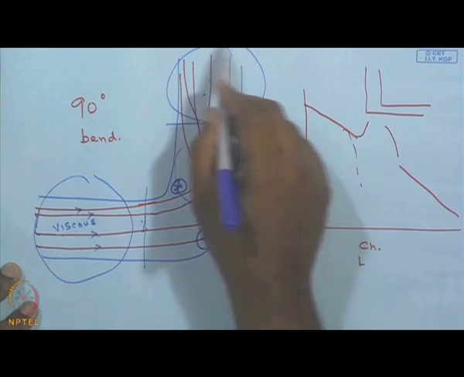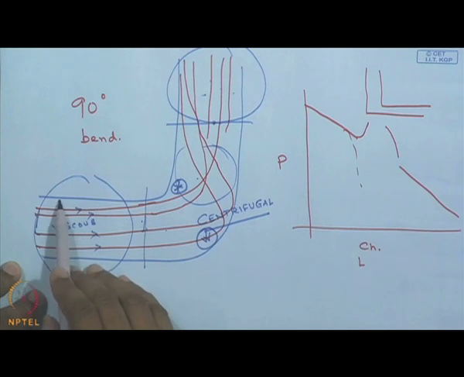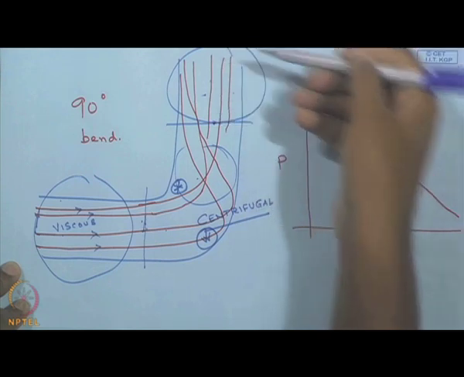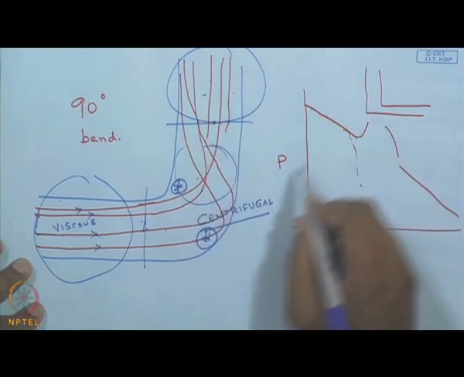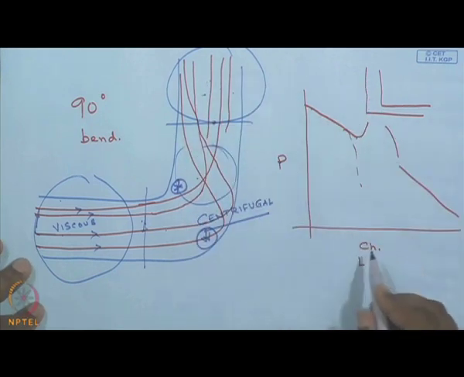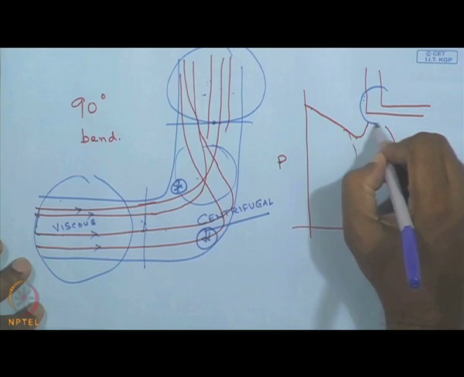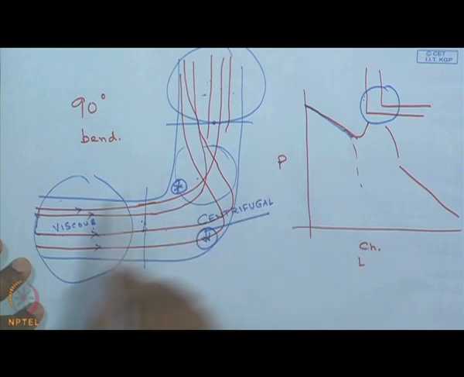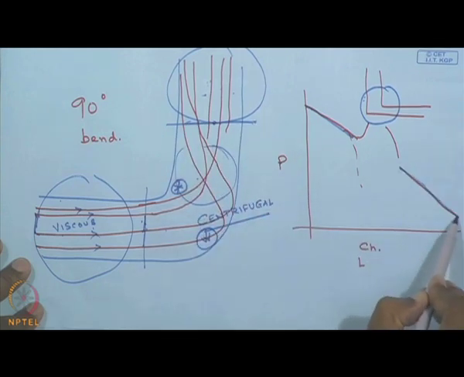So these two pressure differences will behave in a similar fashion, and the pressure gradient one can expect from this point to this point and beyond this region will be a straight line, linear in nature. What we have shown here is the plot of pressure against channel length. If we think of this as the 90-degree bend, then the pressure will fall linearly up to the beginning of the bend, and beyond this the pressure will again fall linearly.